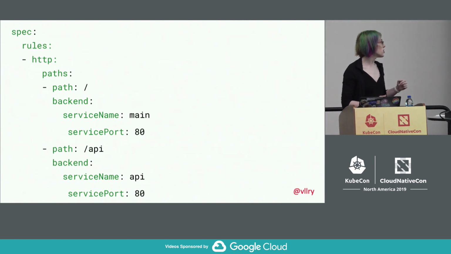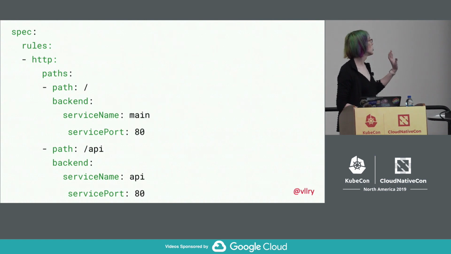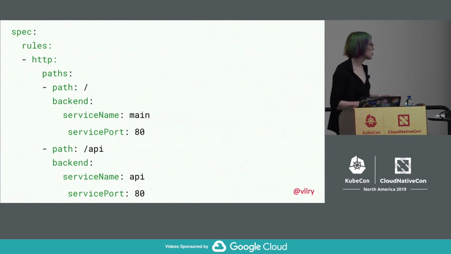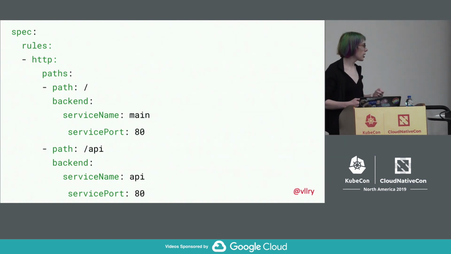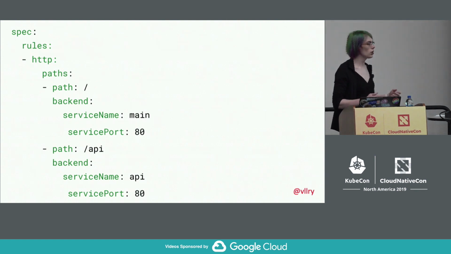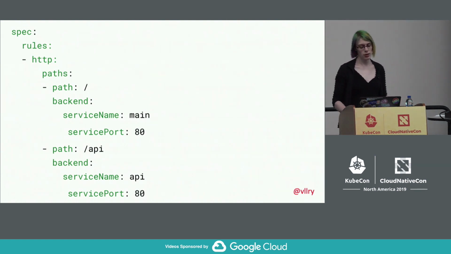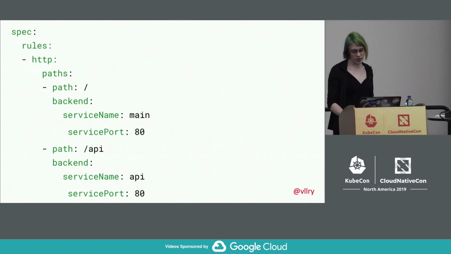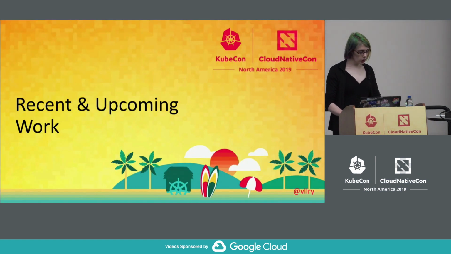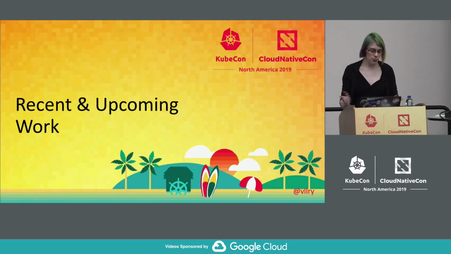Here's an example of us composing some very simple rules. We have our main path, so we default to some particular backend, and then we have an API backend where everything that matches that HTTP path gets routed there. So much nicer, at least, than having to have a custom router in your cluster for this. So that's an overview of what's in the networking stack.